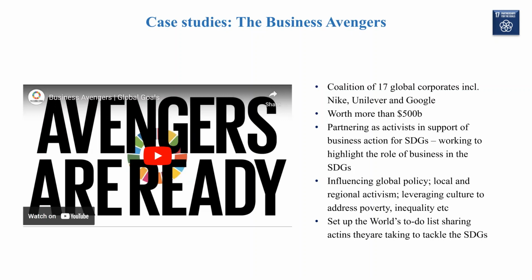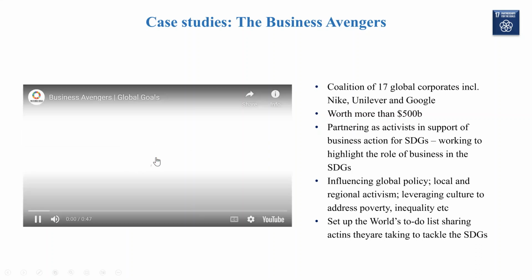So this is a coalition of 17 global corporates who are worth more than a combined 500 billion, who've partnered together to see what they can do around the SDGs. So they are working to advocate for SDGs. They're working to raise awareness, but even within their own companies, they're working to mainstream the SDGs and align their operations with the goals. So this is a very quick one, less than a minute, I think. Yeah.